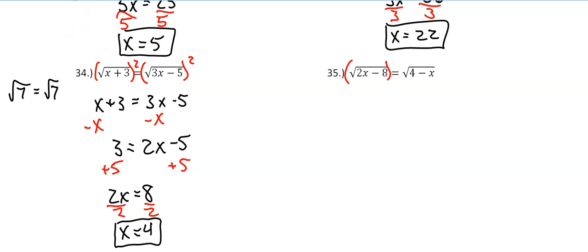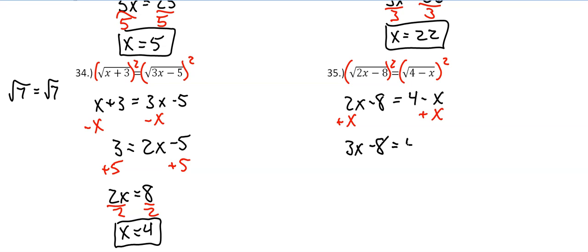And then this one, let's square each side. So here I get a 2x minus 8 equals a 4 minus x. Once again, I'm going to get the x's on the same side first because that's how I solve equations typically. So I'm going to add that x over. And now I'm going to add that 8 to the other side. And then divide by the 3. And once again, I'm going to have to plug this thing back in and check it.